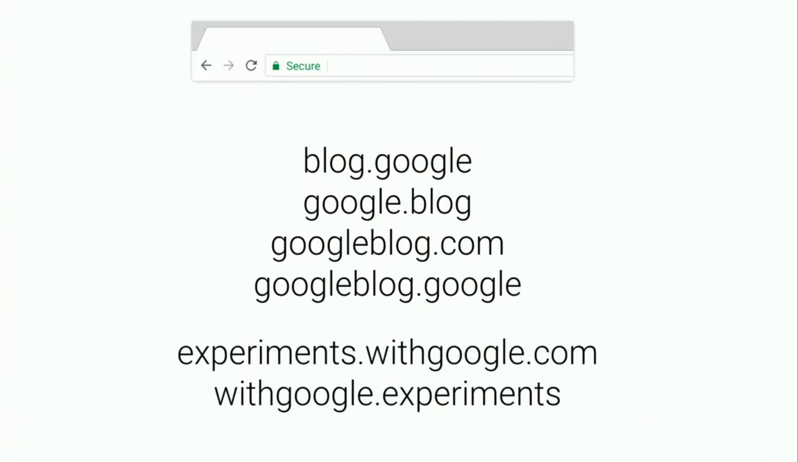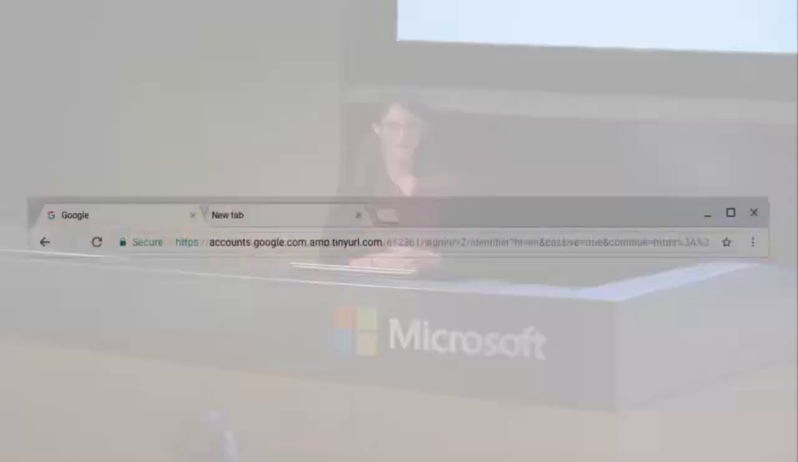Or which of these is the authoritative site for Google experiments? It's actually the first one. Let's say you're reading this URL from left to right. Do you know? OK, so you're reading this URL from left to right. Pretty hard to tell whether it's coming from google.com or not.